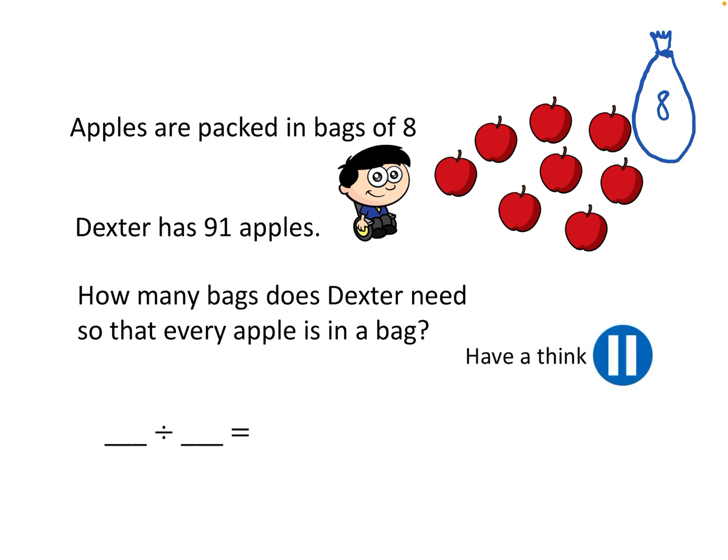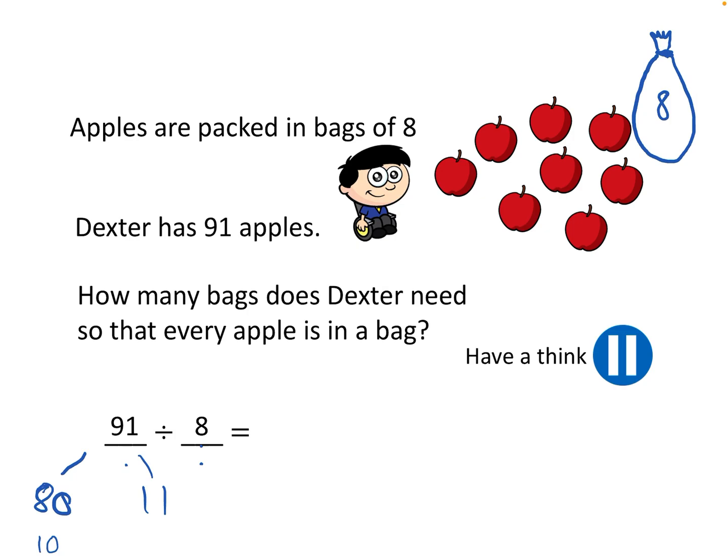Now, I want you to have a think about this. Have a think about what numbers go into our number sentence. What are we going to do? So, well done if you spotted that it will be 91 divided by 8. What you might want to do is take this 91. If you know a near number here, we can split this into 80 and 11. How many 8s go into 80? 10. How many 8s are in 11?